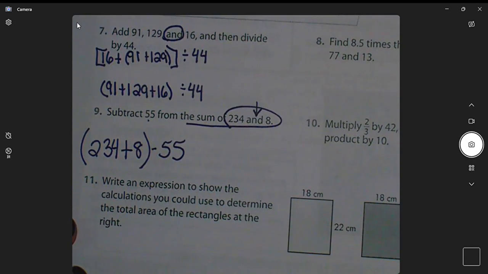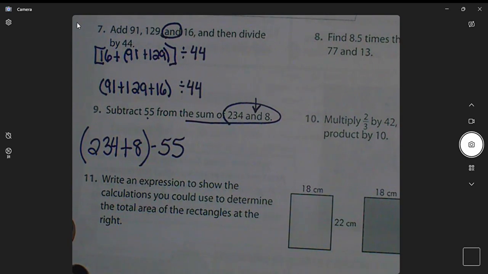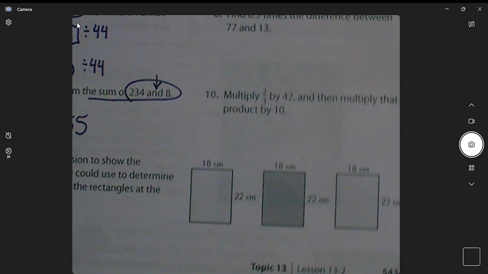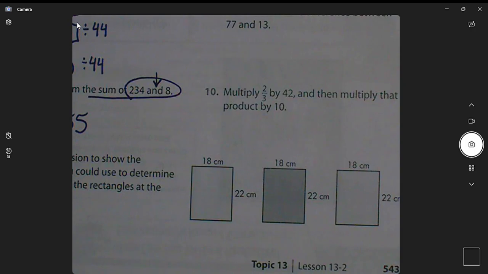Write an expression to show the calculations you can use to determine the total area of the rectangles at the right. So, as we learned in the volume unit, area is when I multiply by two numbers. Volume is when I multiply by 3. How many numbers am I multiplying by to find the area? Yeah, 2.